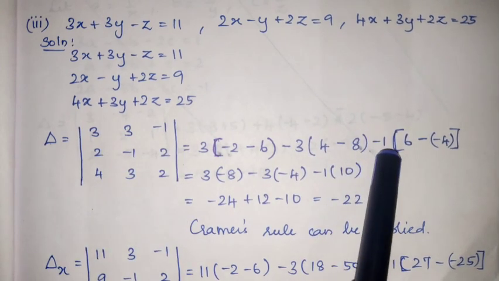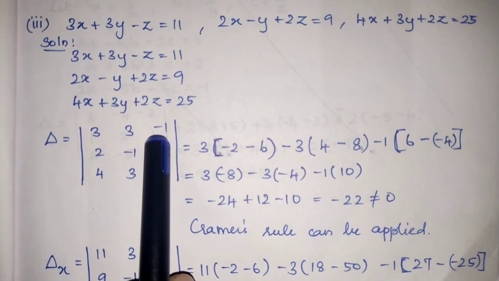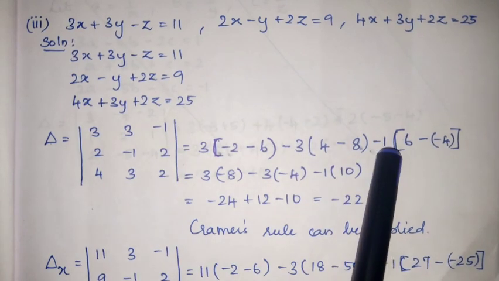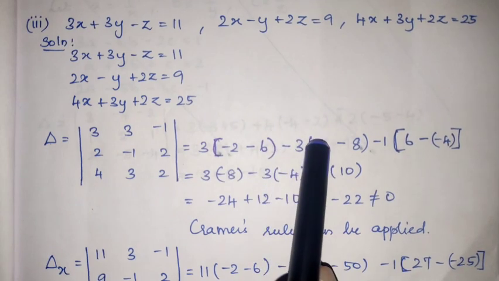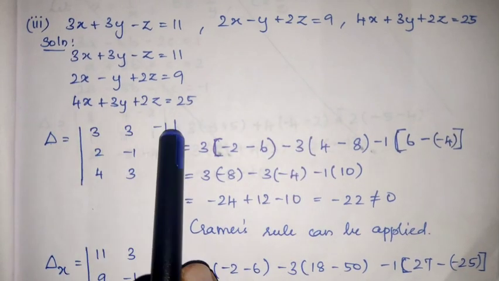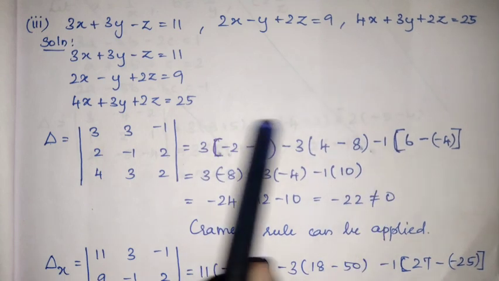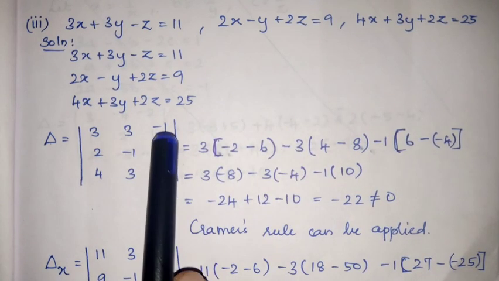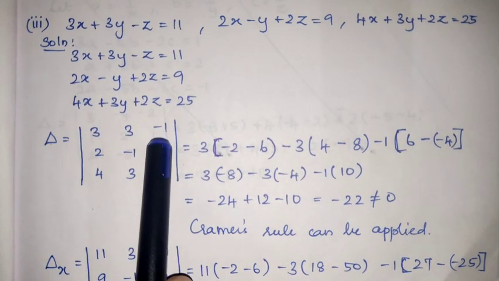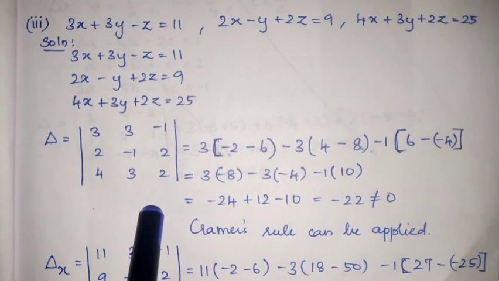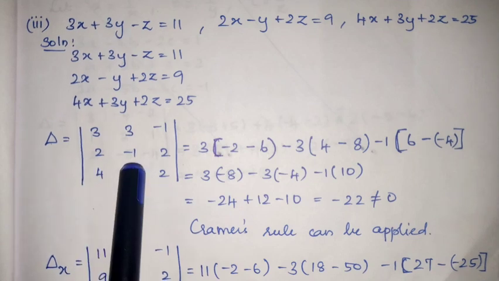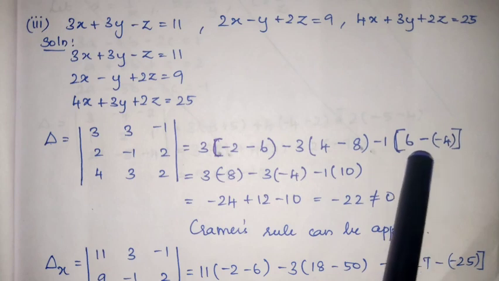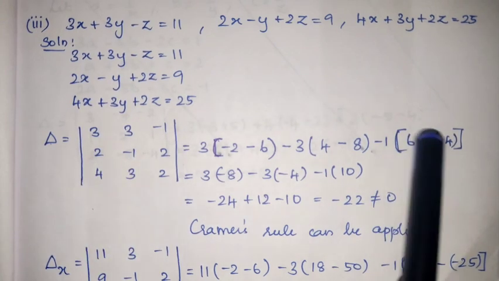Now the third element, which is minus 1. You have to write it as it is. Keep it in mind: for the second element alone, you have to change the sign. That means the first and the third elements are written as they are. So minus 1; its row and column are left out, and the remaining elements are 2 and 4, minus 1 and 3. So 2 into 3 is 6 minus 4 into minus 1 is minus 4.